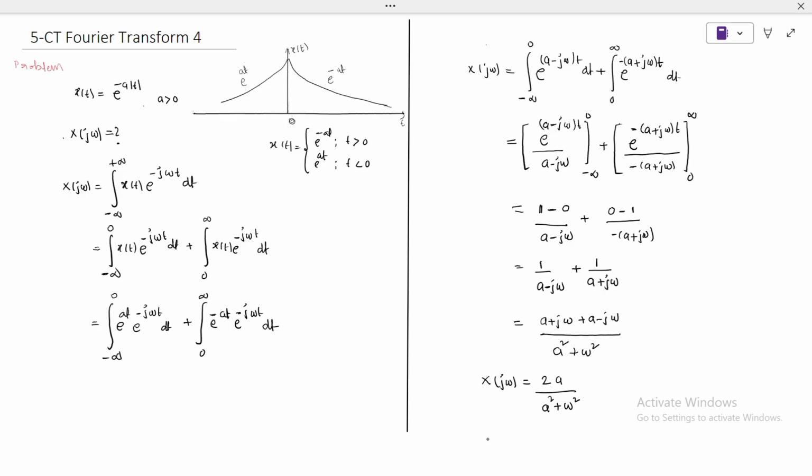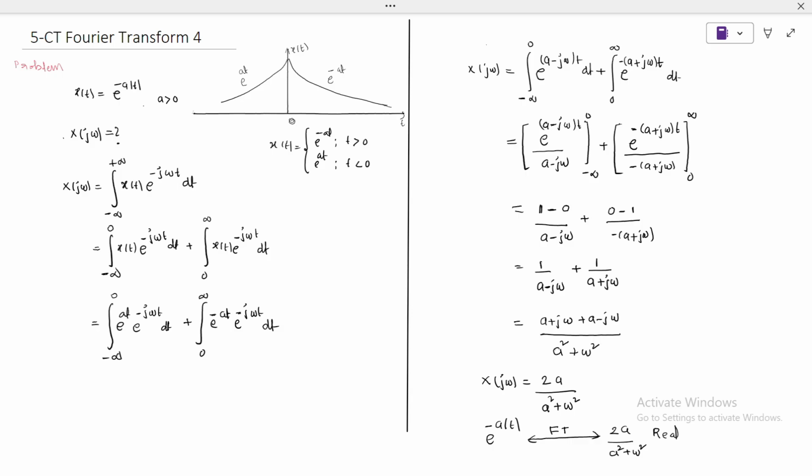So the Fourier transform of e power minus a mod t is 2a by a square plus omega square. This is a real signal, not complex like what we got in the previous example.